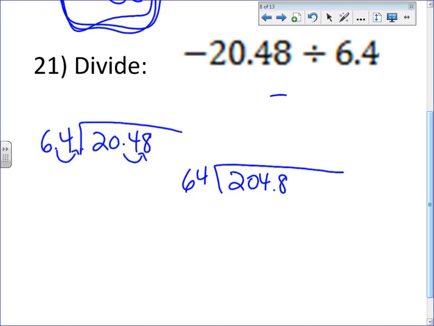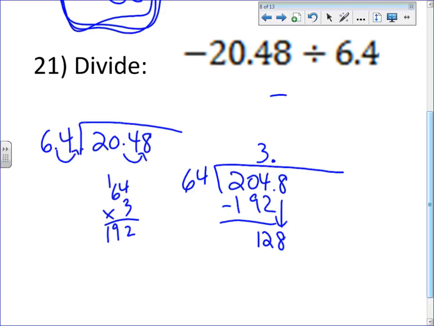64 into 204. Well, it doesn't go into 2, it doesn't go into 0, it goes into 204 3 times. I try that off to the side. 4 times 3 is 12, bring 1 up, 6 times 3 is 18, plus 1 is 19, so that is 192. I subtract 204 minus 192, which is 12. Take the decimal point up, you can bring that up right away too. Bring that 8 down. 64 goes into 128 twice.